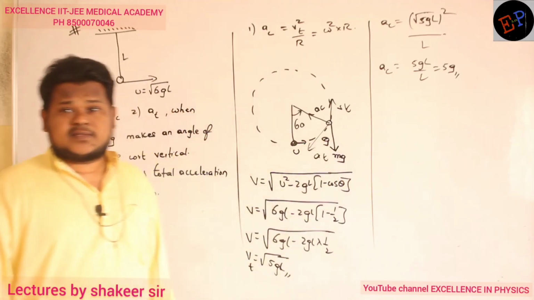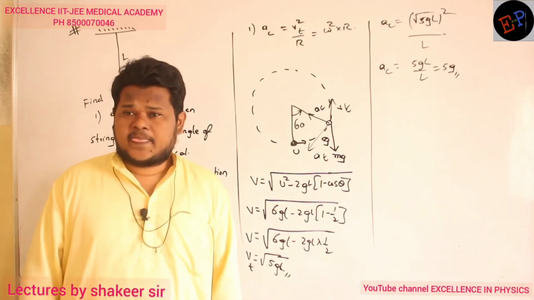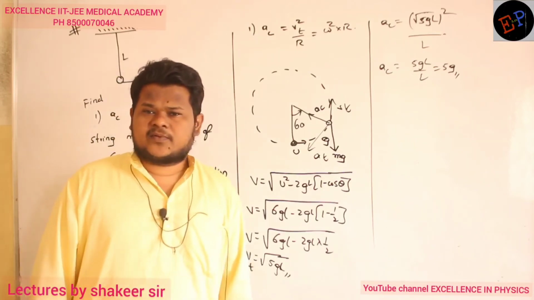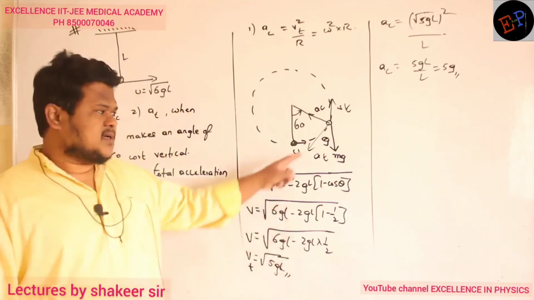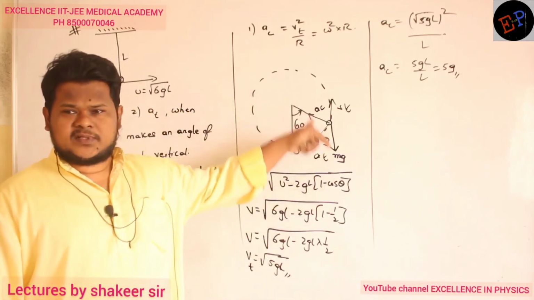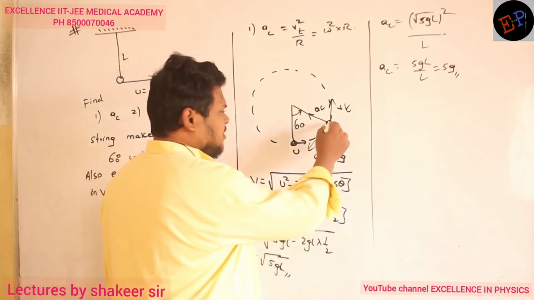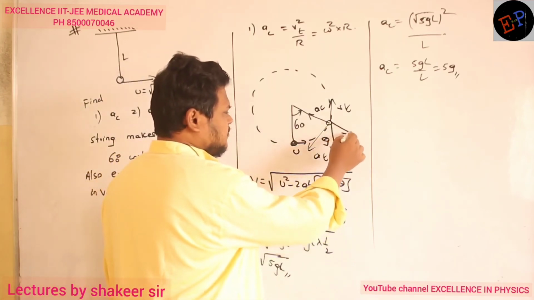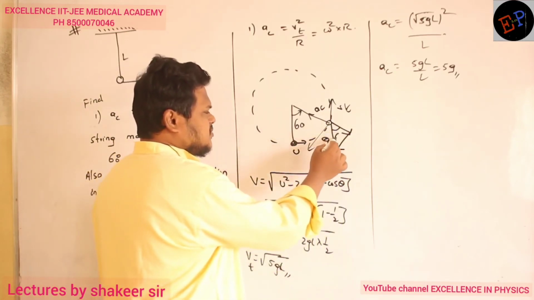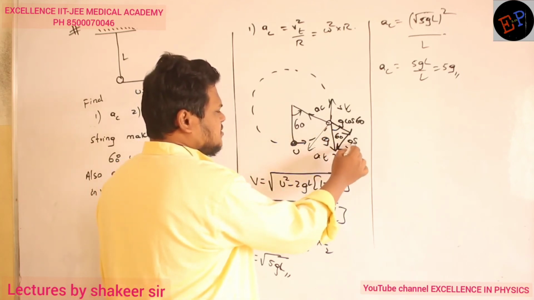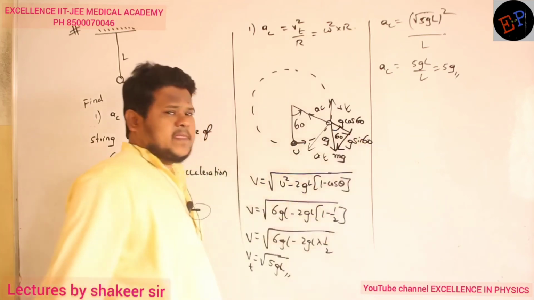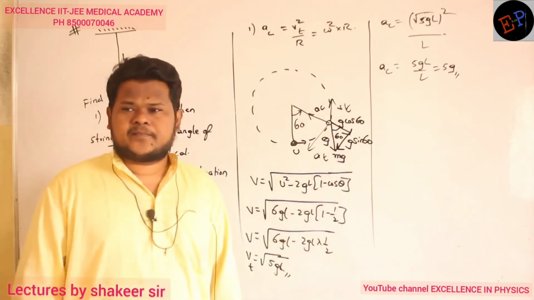Acceleration due to gravity, is it a scalar quantity or a vector quantity? Vector quantity, acceleration, it has a direction. And what is the direction of g? Towards the center of the earth. So this g, you split into two components. If this angle is 60, this is also 60. So this is g cos 60 and this is g sin 60. Okay, so what is g sin 60 doing?